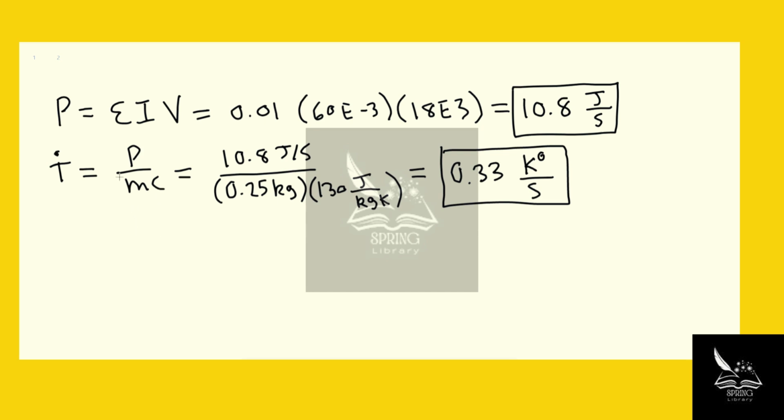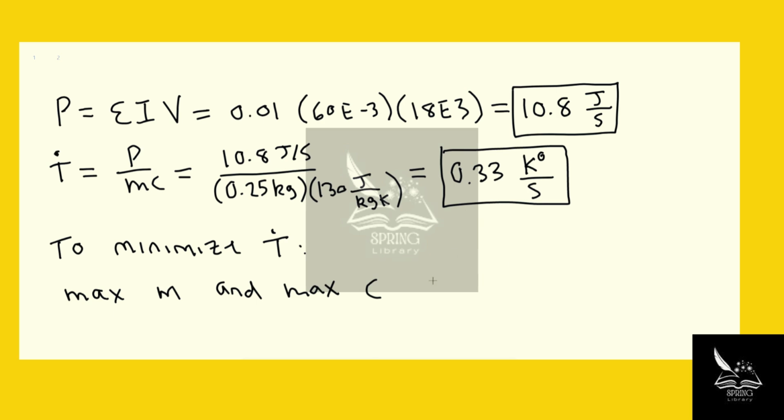So we would ideally be looking to minimize this heat transfer to the target. We would want to increase M and increase C as much as possible. So we want to maximize M and maximize specific heat.